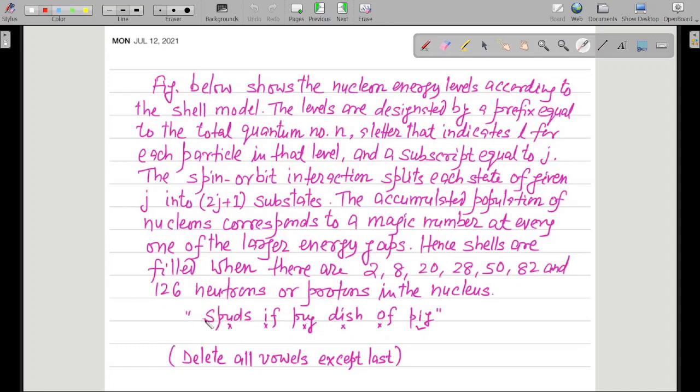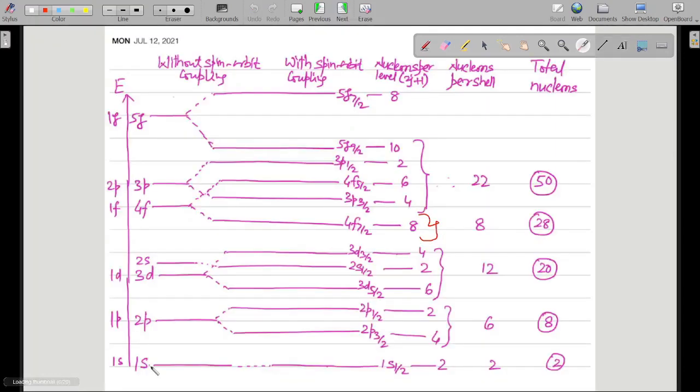Now how to remember? Let me tell you the meaning of this. This is a trick to draw the energy level diagram. Let us see the trick. 1s will be the starting, there is no doubt about it.